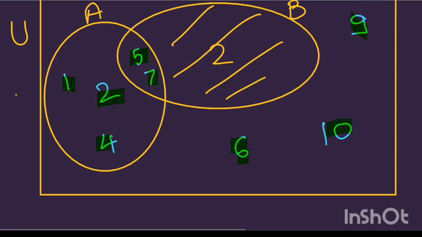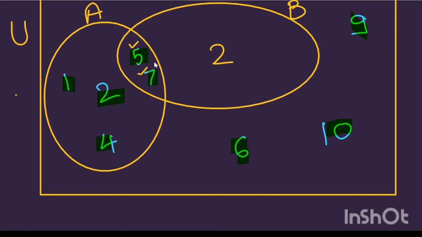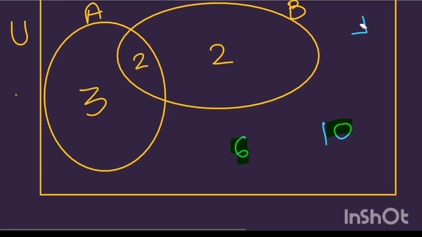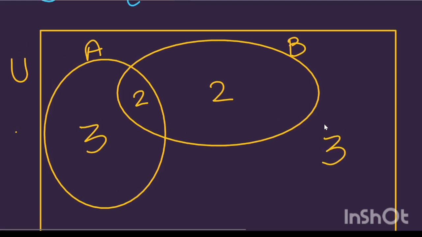Okay, guys. Now here 5 and 7 are there. So the number of elements in this common region is how many? They are 2. So we will write what, guys? Instead of writing 5 and 7, I will simply write 2 here. Now what about this 1, 2 and 4? If I rub these 1, 2 and 4, I have to replace it by which number? Yes, 3. Now what about 9, 10 and 6? If I rub them, instead of writing each of these 3 elements, I will simply write 3, guys.